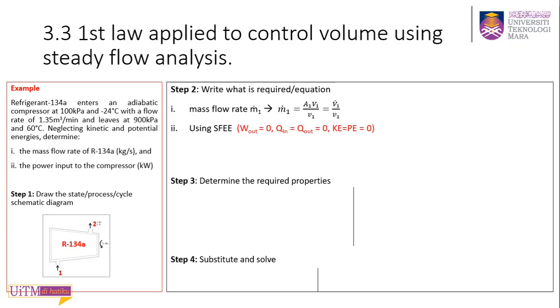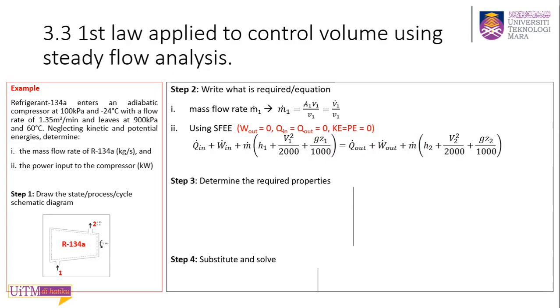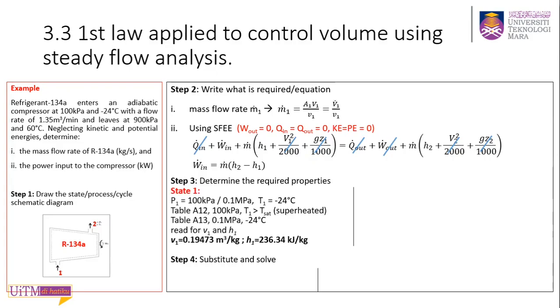From the general equation, cancel the terms based on the conditions, and then rearrange the equation to determine the work input. For step 3, determine the required properties for each of the states based on the substance. Since the substance is R134A, we will use the property table to determine the required properties. Please remember to determine the phase for each state before reading the properties.